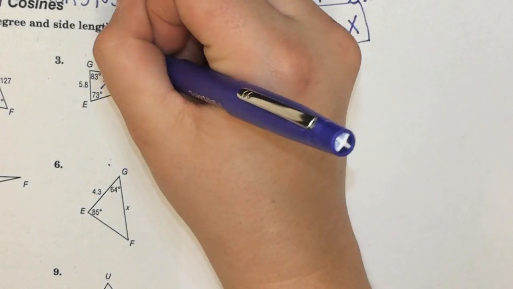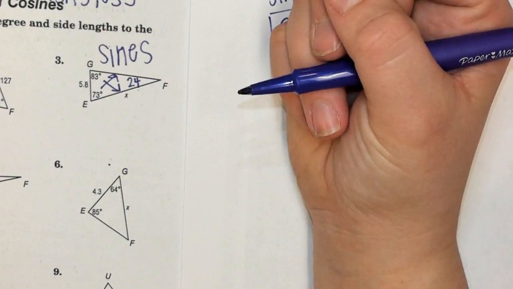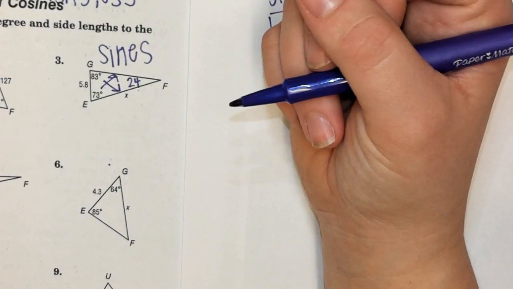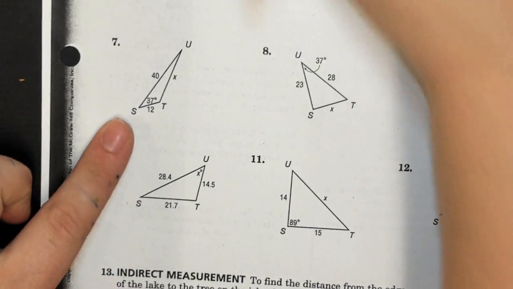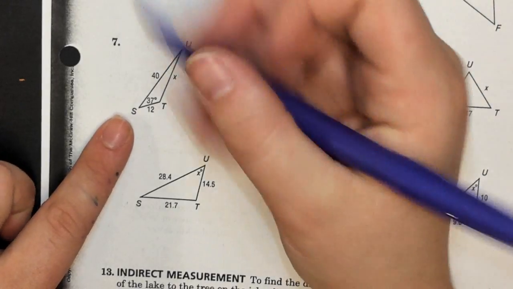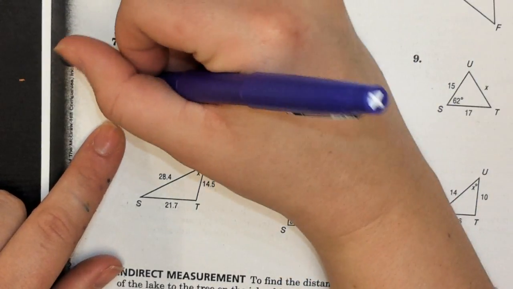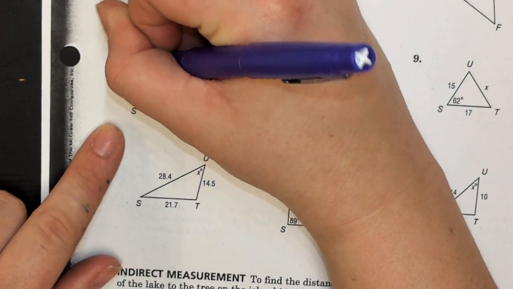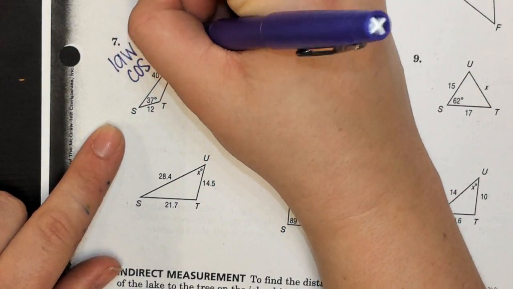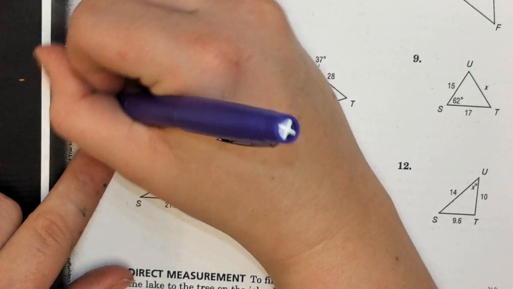Can we skip down to number 7? Number 7. I know this is law of sines because it is side, angle, side. Or cosine, sorry. So I'm using law of cosines here. Side, angle, side.